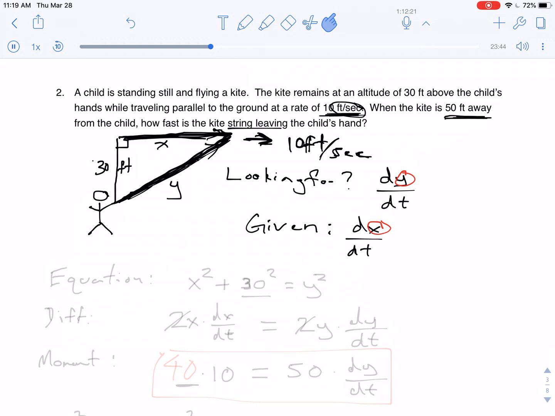So, I don't know where this stuff's coming from. We'll get rid of that stuff. Okay. So, with that in mind, let's get an equation going.